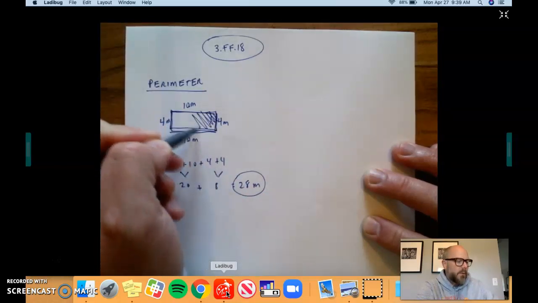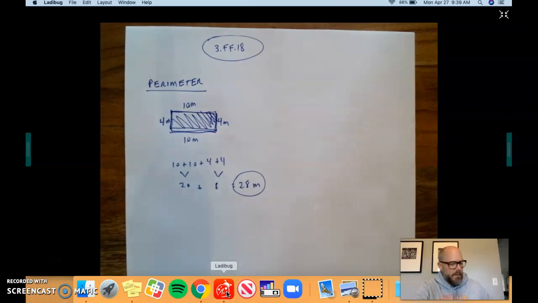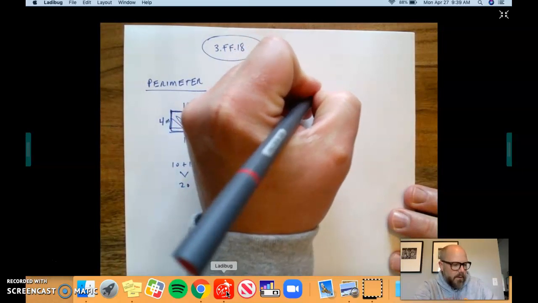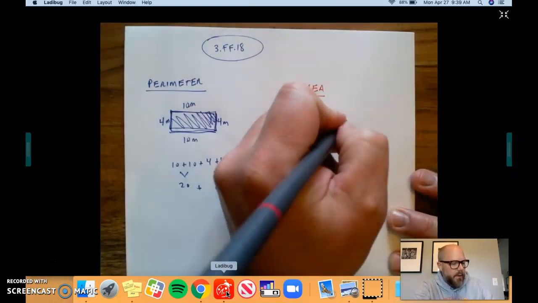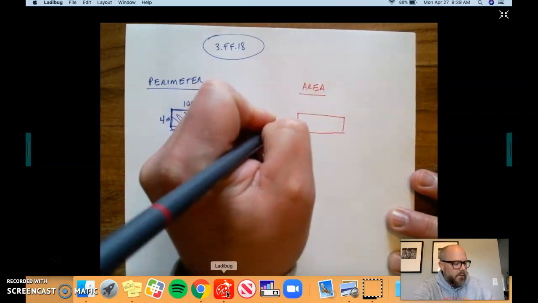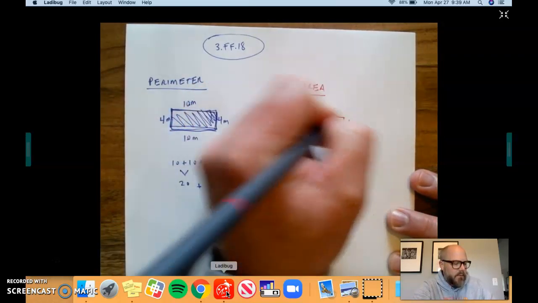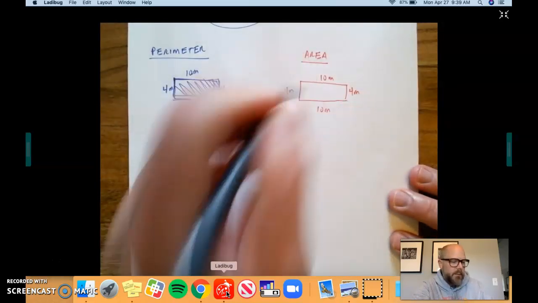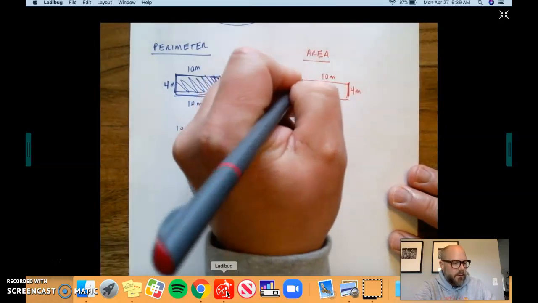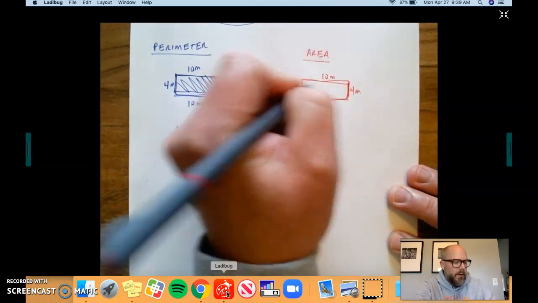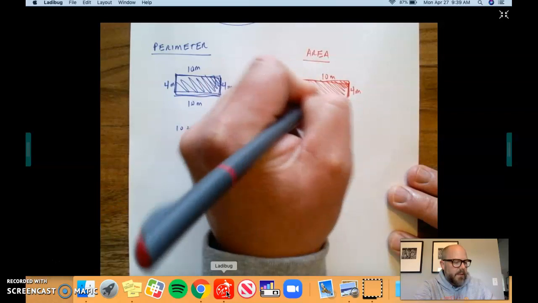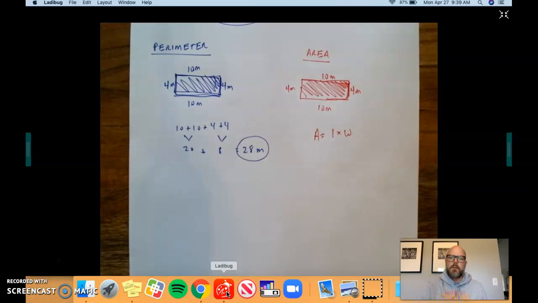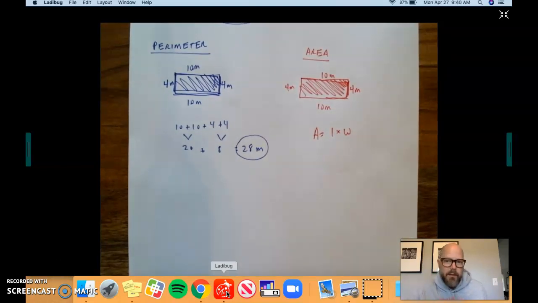That's perimeter. Area is the amount of space inside of a shape. So area, and we'll just use that same rectangle. So 4 meters on the short sides, 10 meters on the top and bottom. And if we remember, area is the amount of space inside a shape, and the formula for area is length times width, or base times height. We've kind of been using that language too.